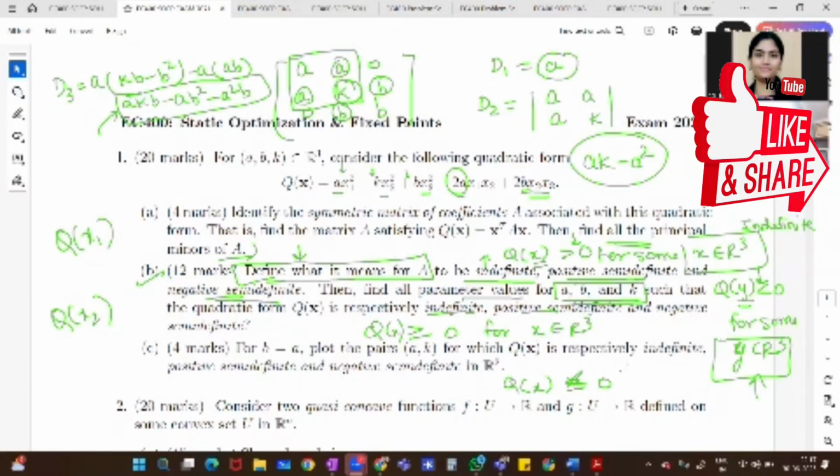Do you want to note it down? Or it's fine, you have it. The all the parameter values for ABK such that the quadratic form is respectively indefinite, positive, semi-definite, and negative semi-definite. Yeah. So what do you Uh, do for that? Can I erase? no, no, 1 second. I'll take a look.